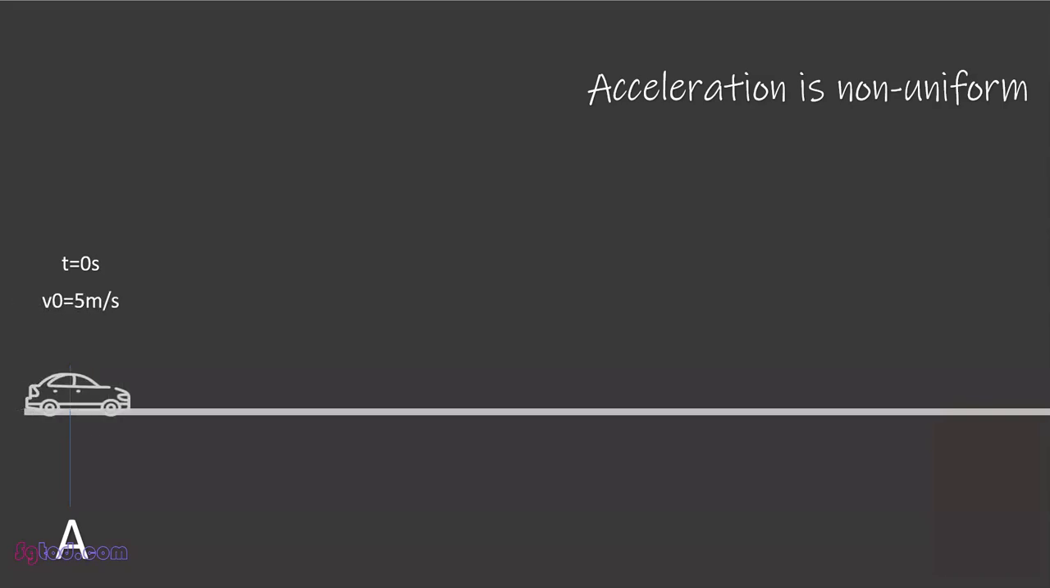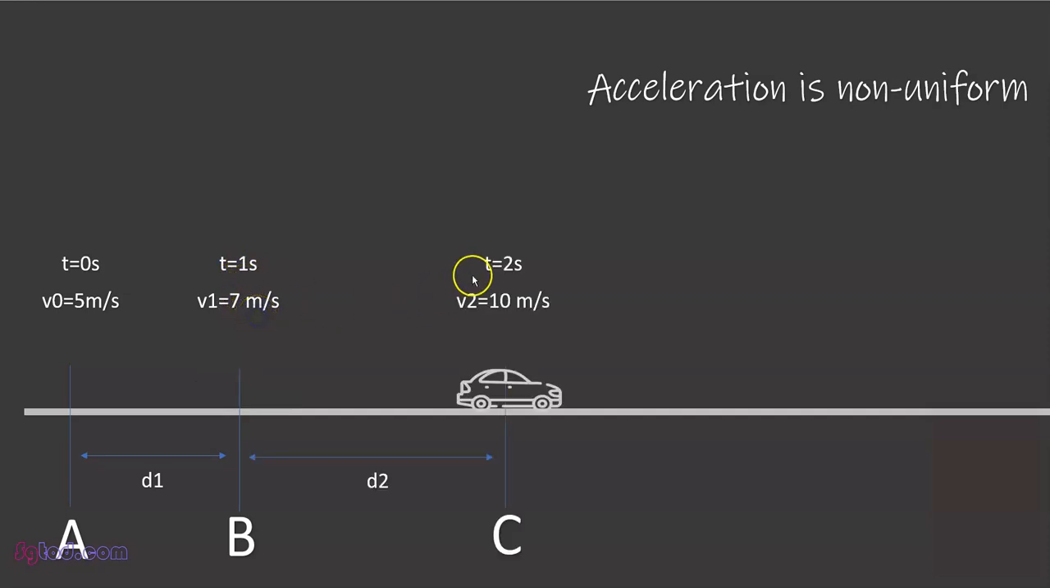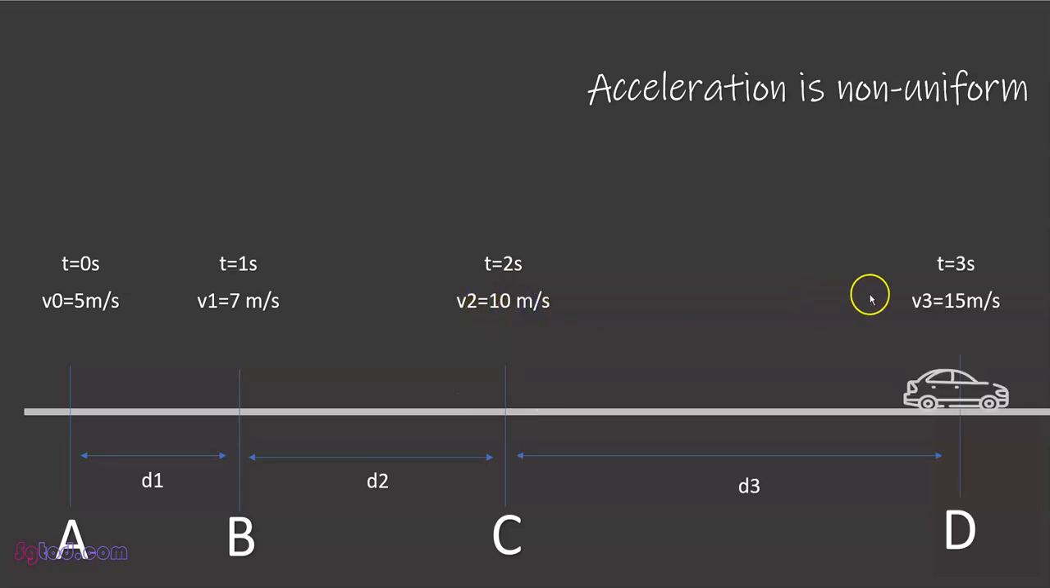This car was traveling at a velocity of 5 meters per second at time t equals 0. 1 second later, its velocity increases to 7 meters per second. And another second later, its velocity reached 10 meters per second. And then finally, after 3 seconds, its velocity is 15 meters per second. As you can see, the increase in velocity is not constant over equal intervals of time.